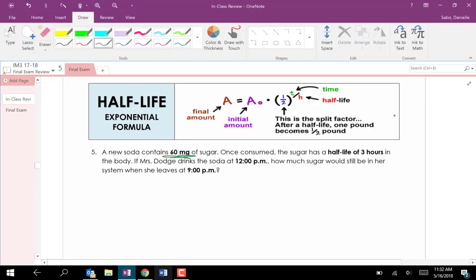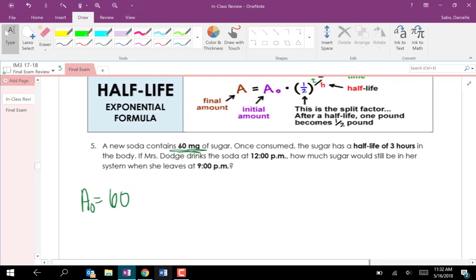I gave you guys the formula broken down. A sub 0 is 60 milligrams. The sub 0 just means where you're starting. A lot of people are like, well, what does this 0 mean? It doesn't mean anything. It's just telling you that's your starting point. It's just a notation. So some people multiply by 0. Don't do that. The half-life is 3, so that's your H.